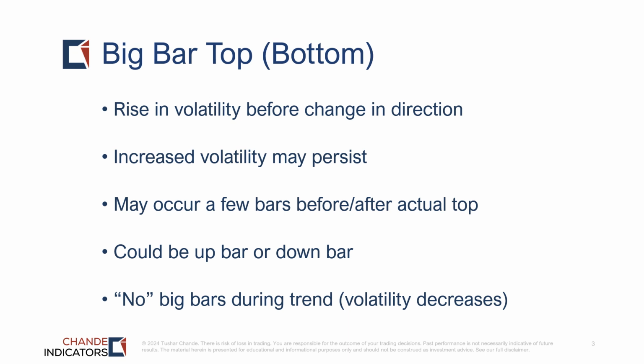So a big bar top or bottom generally represents a rise in volatility before a change in direction. And during major market events, the volatility may persist for a while. Sometimes the actual big bar may occur a few bars before or after the actual high or top. And it could be an up bar or a down bar, though the down bars are more common. And the converse of this logic is that there are, quote, no big bars during a trend. That is, volatility declines during a trend.